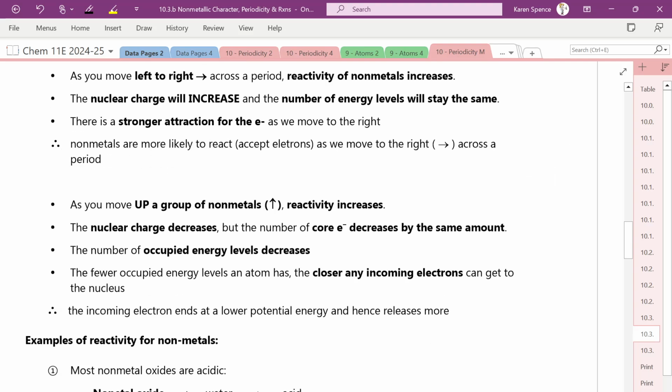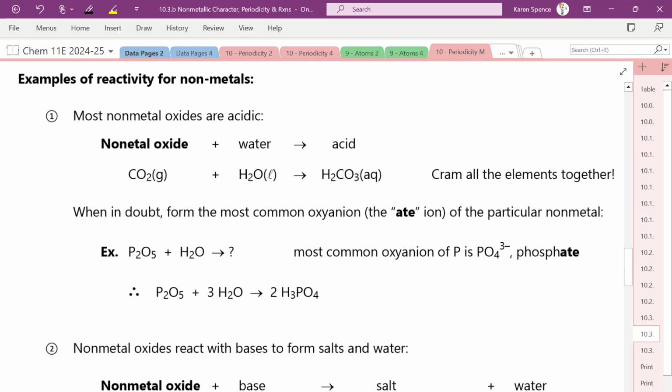Okay. As we go up a group, what happens? More reactive. Why? There are fewer occupied shells, therefore the incoming electron can get closer to the nucleus, therefore it becomes more stable and will release more energy. Okay.